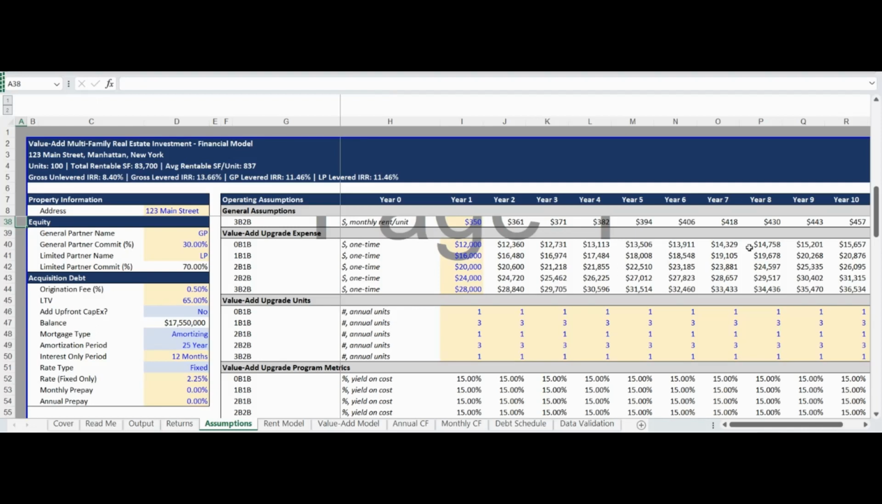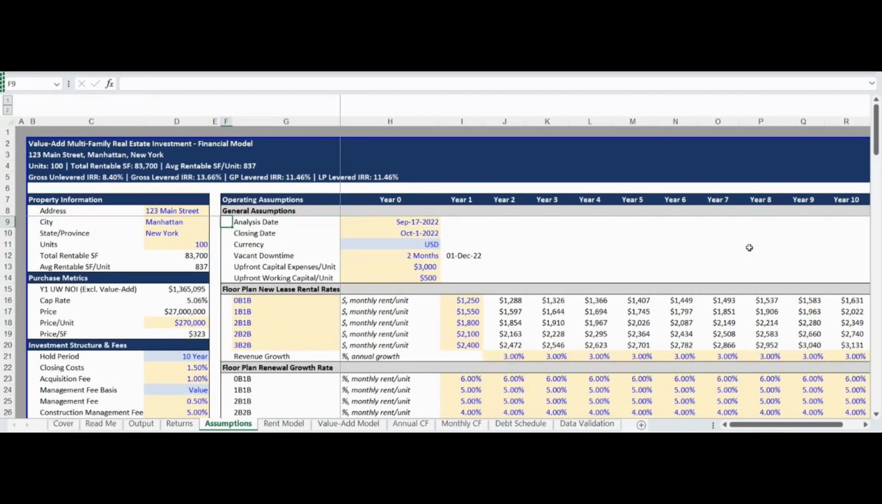There are assumptions for origination fees, loan-to-value, interest rate, and the opportunity to utilize monthly or annual prepayments. There are also trigger assumptions to select amortizing or interest only for the loan as well as select a fixed or floating interest rate.